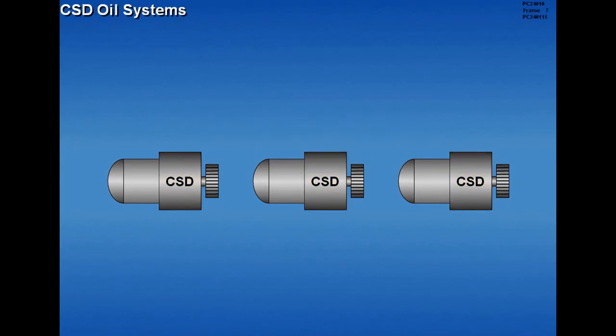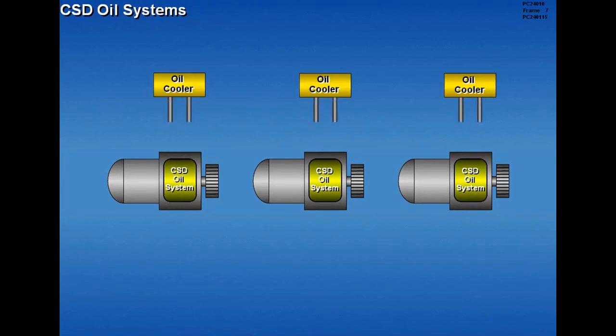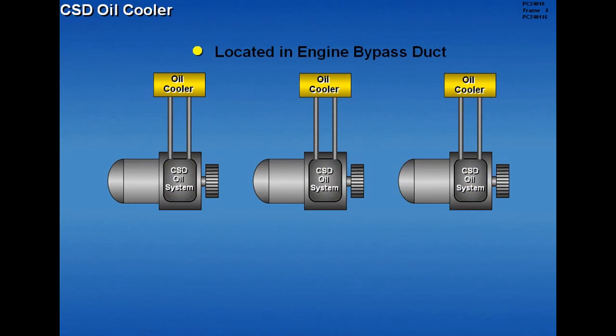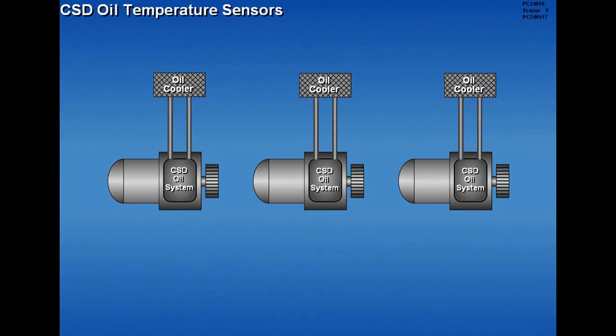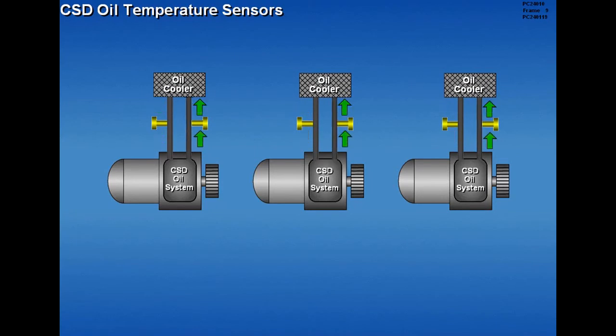Each CSD has its own independent oil system. Oil coolers located in the respective engine fan bypass duct use engine fan air to automatically provide CSD oil cooling. CSD oil temperature is monitored by two sensors. One sensor monitors the temperature of the oil entering the CSD from the oil cooler, and the other sensor monitors the temperature of the oil exiting the CSD.